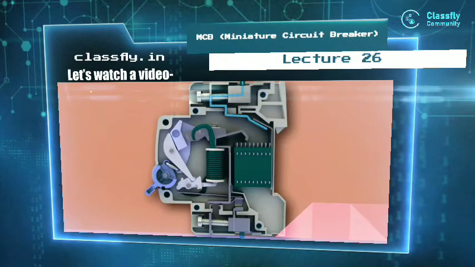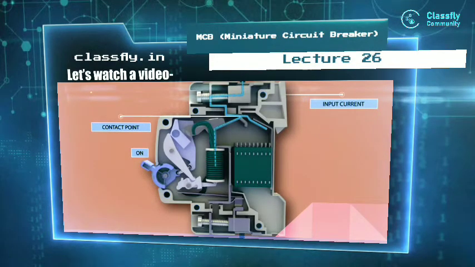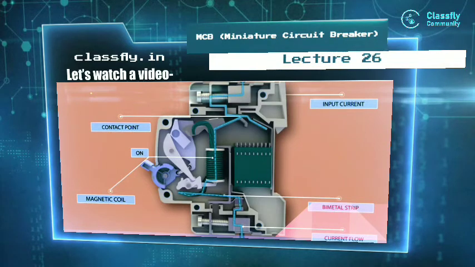Now we will observe the normal working condition and the abnormal working condition. In the normal working condition, the switch operator is manually turned from the off position to the on position. The current carrying path is as follows: first from the incoming terminal, that is the input current, then to the contact point, then it moves to the fixed contact, the magnetic coil, then the bimetallic strip, and at last the outgoing terminal, which is denoted here as the current flow. In the abnormal condition, the bimetallic strip causes its temperature to rise.